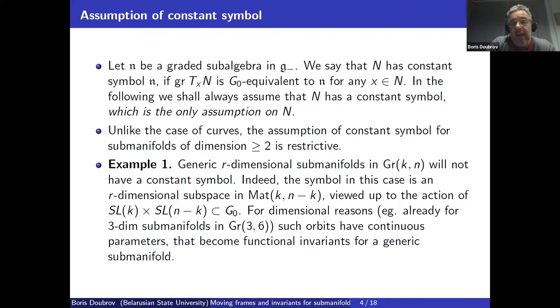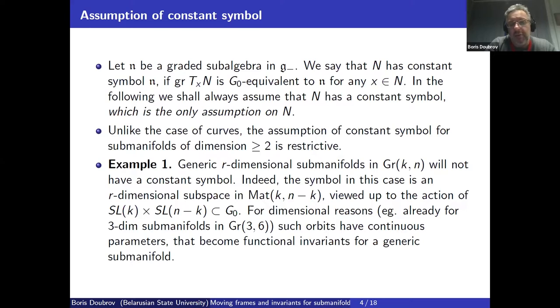So an r-dimensional submanifold will have a priori, as a symbol, an r-dimensional subspace in matrices of size k by n minus k. And g zero in this case is GL_k times GL_{n-k}, quotiented by the center of GL_n, by identity transformations. Only the semisimple part acts non-trivially on subspaces. The reductive part of G zero, or the center of G zero itself, acts trivially on matrices. So we may just speak about the action of SL_k times SL_{n-k}. It is multiplication from the left and multiplication from the right on the matrices. And this is our equivalence.